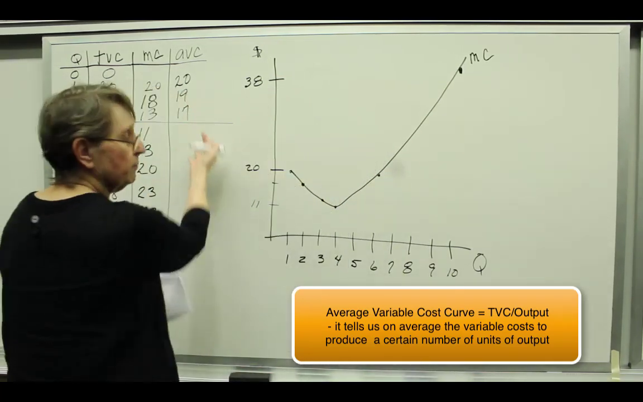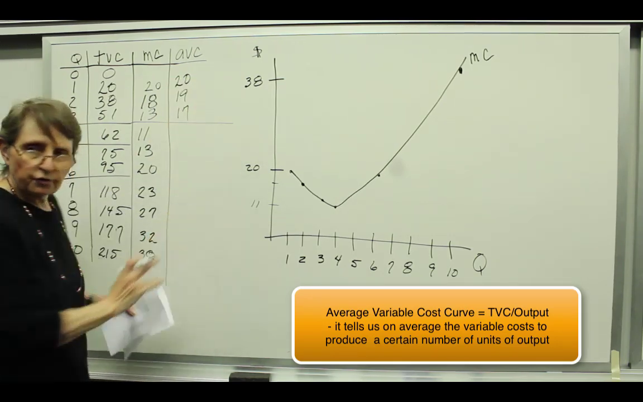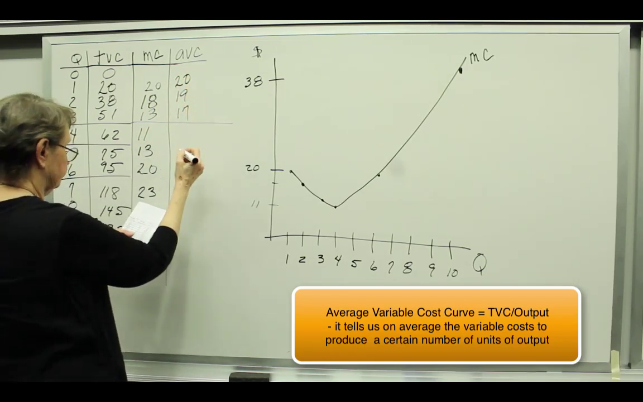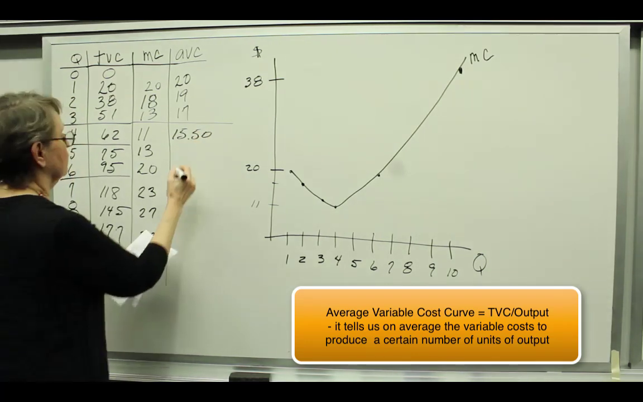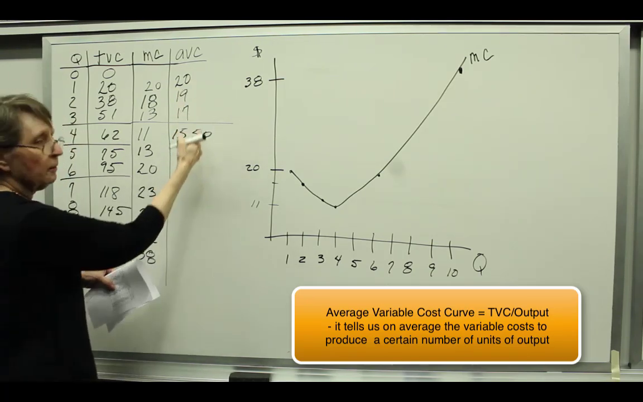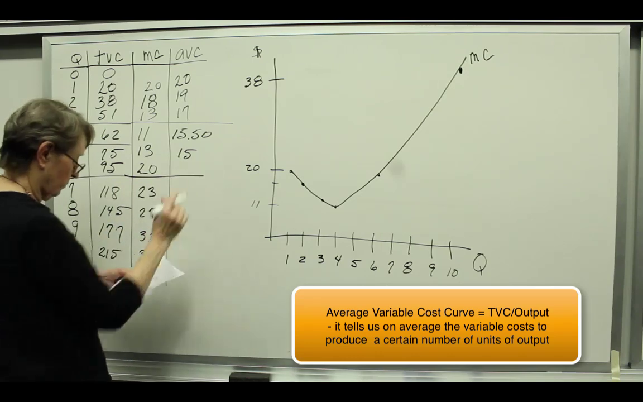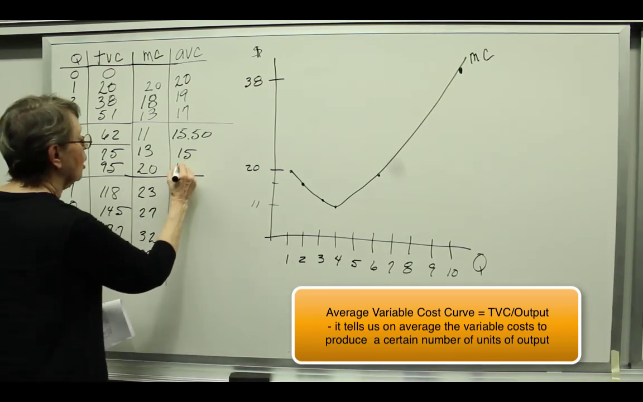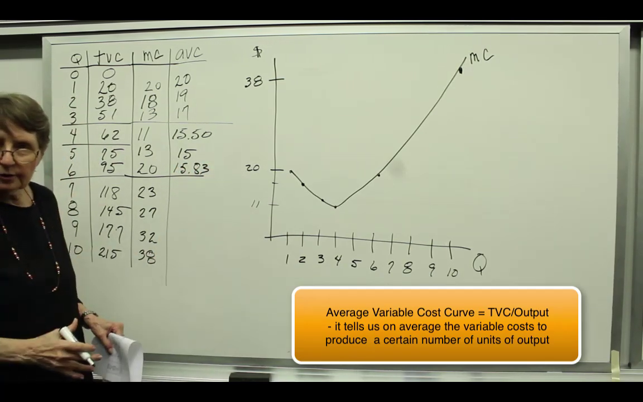So we can go ahead and finish filling in this chart, and you can see my average variable costs are also decreasing. 20, 19, 17, 15, 15. So down, down, down. If I make 6 widgets, on average, the variable cost is $15.83. So now it's starting to go back up.